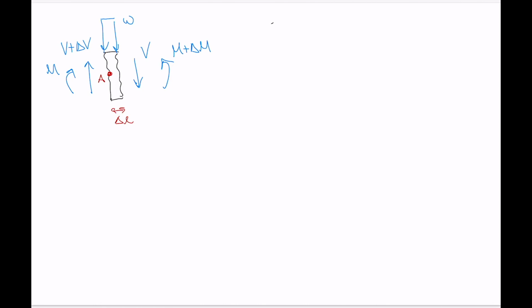Okay. Now let's do the sum of the moments. The sum of the moments about point A has to be equal to 0 for this little slice of beam if it is indeed in static equilibrium. So what do we have going into that equation? Well, let's pick a direction to be positive. I usually do counterclockwise as positive, so let's be consistent there. According to the sign convention that I established, our internal moment on the left-hand side is a negative value, so we've got minus M there.